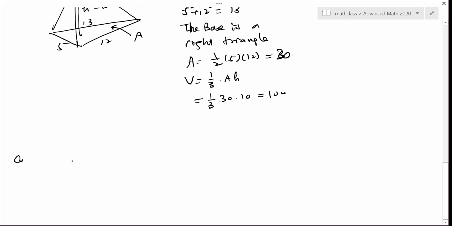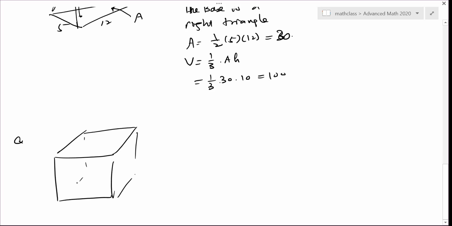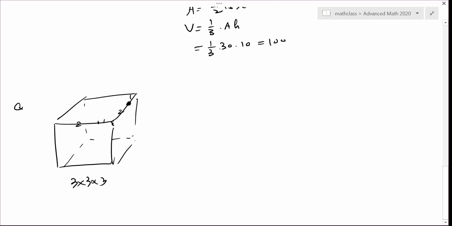Now, let's look at the box. Okay, so a cube. This is a cube, and we can assume that it's a 3 by 3 by 3 cube. What I'm going to do is choose a point here. Here's a 2. Here's a 1. Then I choose another point. Here's a 1. Here's a 2. And then I choose another point. Here's a 1. Here's 2. So different locations. Okay, so I cut the corner.